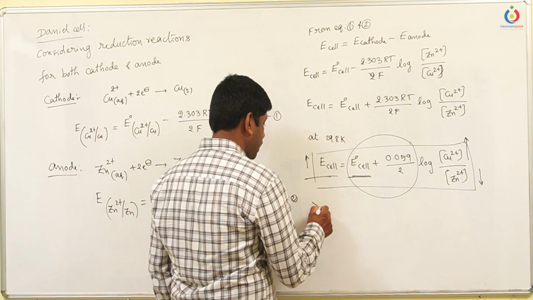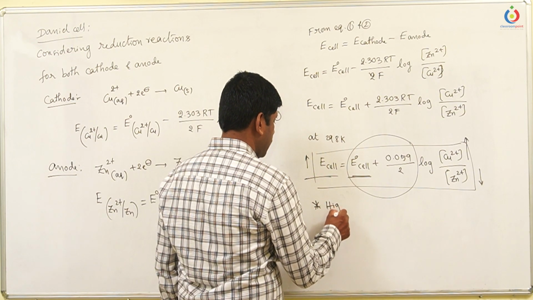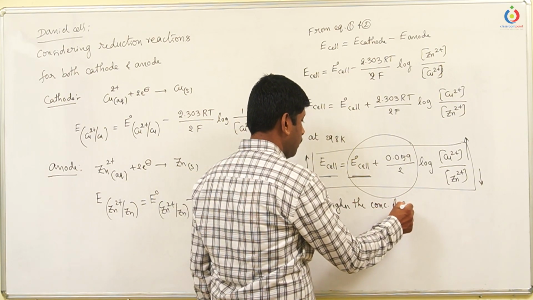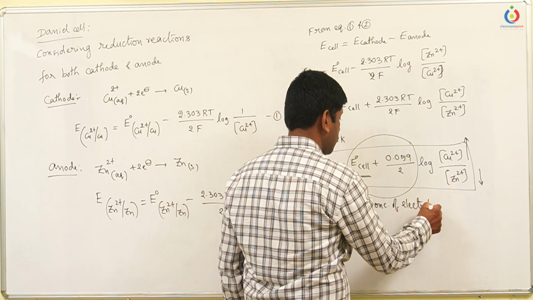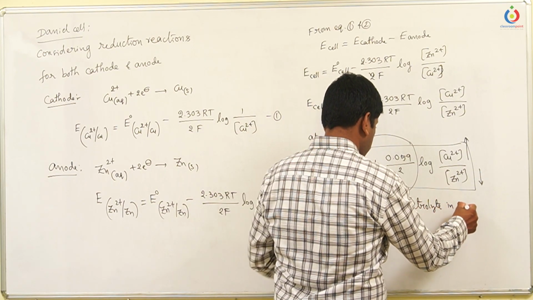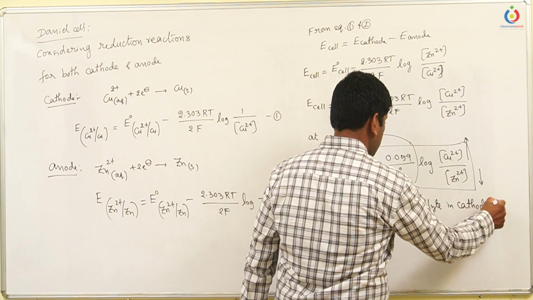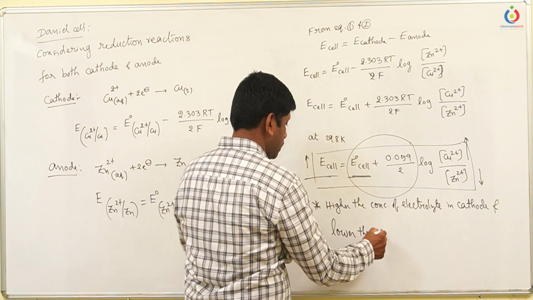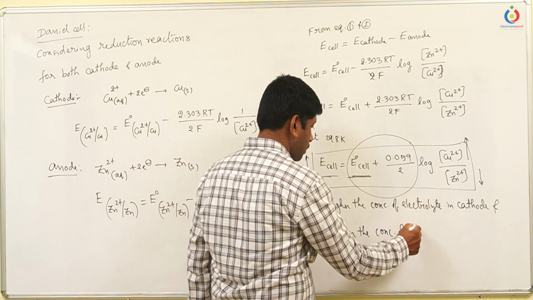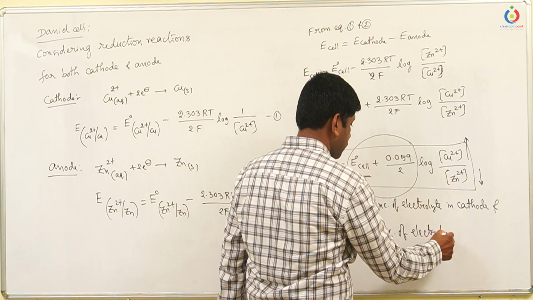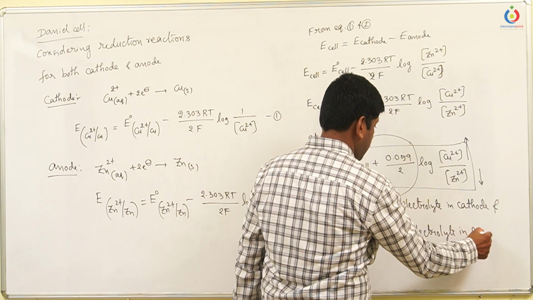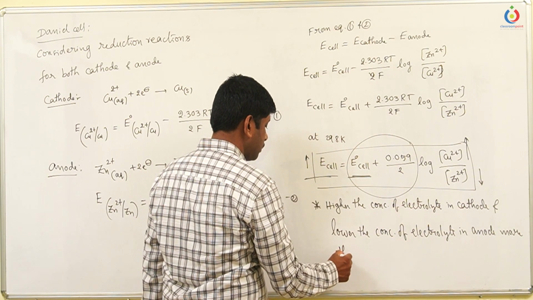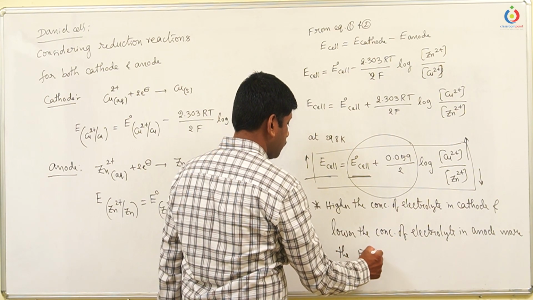So the concentration of the cathode electrolyte must be higher and the concentration of the anode electrolyte must be lower. So we shall write down that the higher the concentration of electrolyte in the cathode and the lower the concentration of electrolyte in the anode, the more the EMF of the cell.